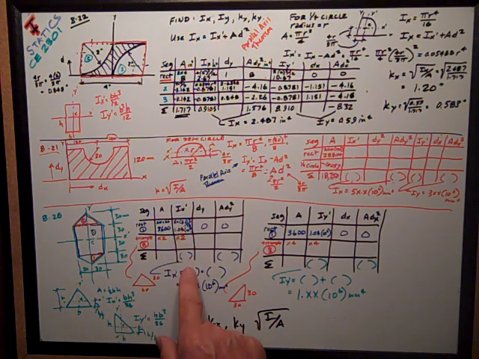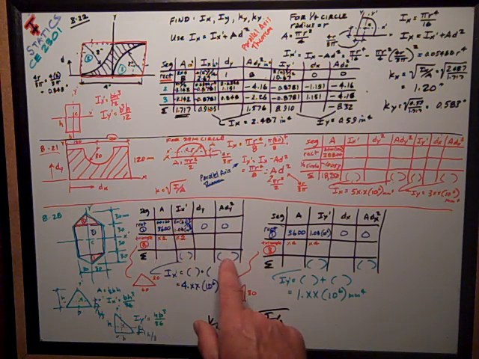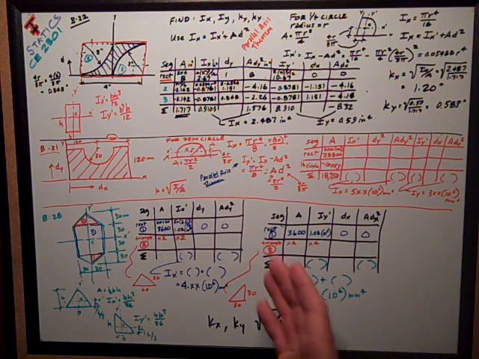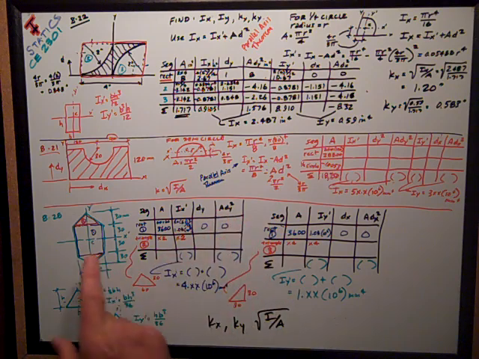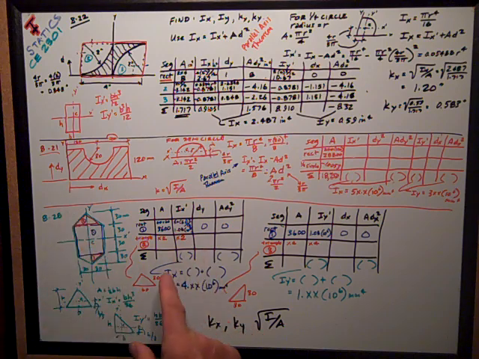Sum them all up, get my sum of my areas, and the sum of my Ix primes and ADY squareds. Add those up, and that's going to be equal to 4 point something something times 10 to the 6 millimeters to the fourth. Okay, now, I don't know the moment of inertia of that triangle about its Y centroidal axis.